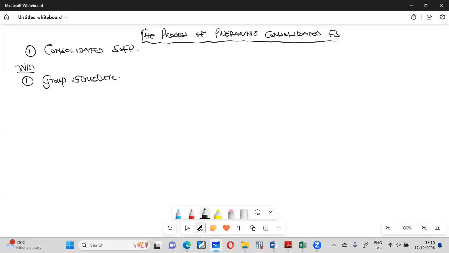So what goes into your group structure determination? This is basic consolidation. You will need the parent. To find the parent, remember, it says identify the acquirer. If you identify the acquirer, then you identify the acquiree, which is the subsidiary.